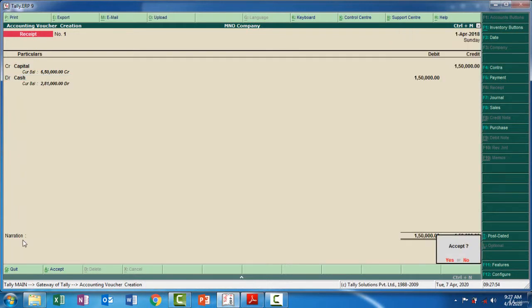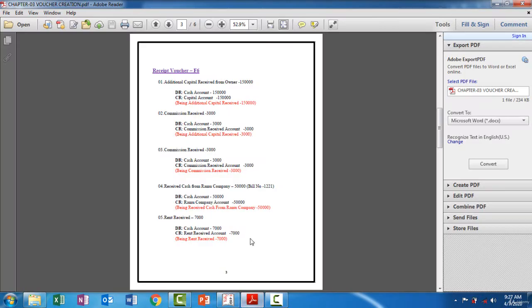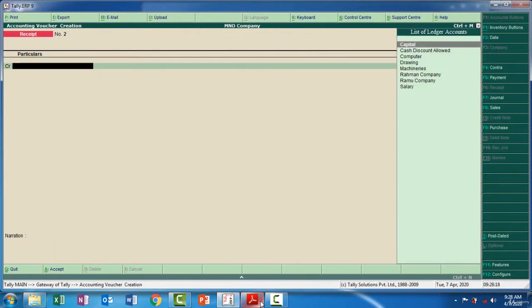So the narration is being additional capital received 150,000. So now I'm going to type here, being additional capital received 150,000, then accept, yes.